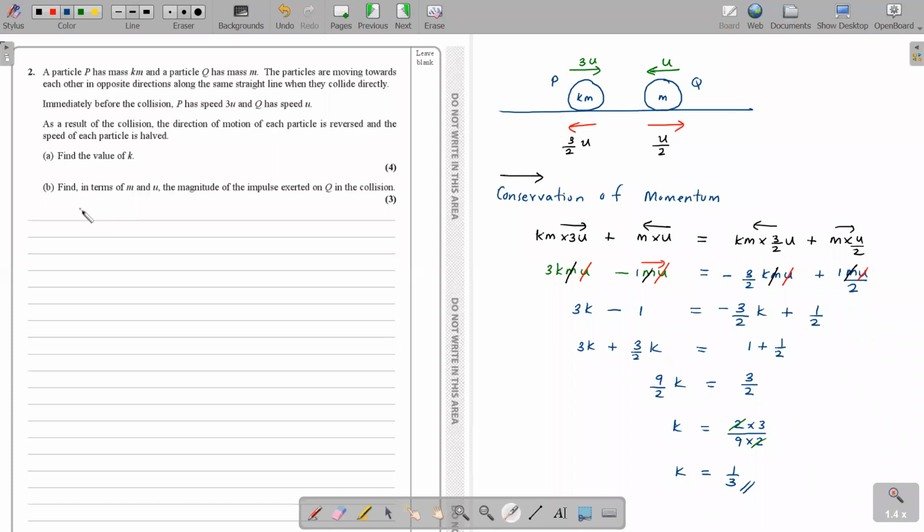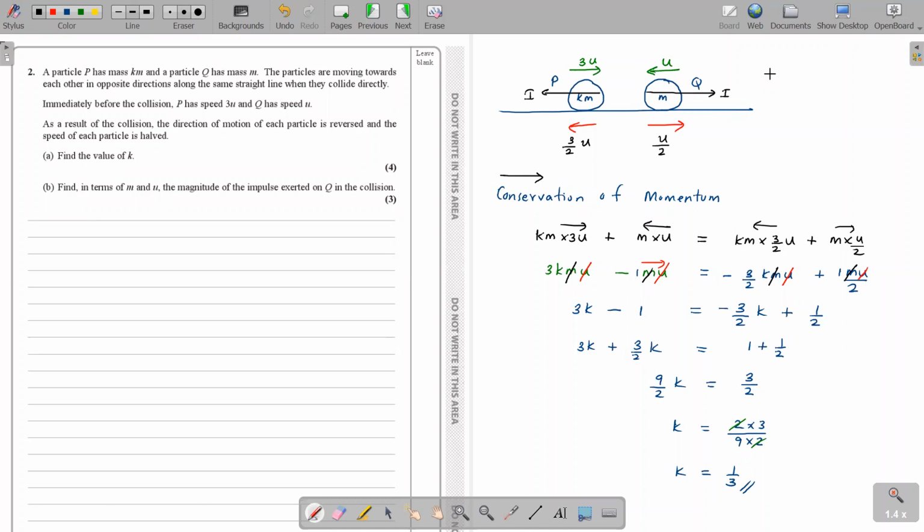Next part. Part B, find in terms of m and u the magnitude of the impulse exerted on Q in the collision. So they want you to find the magnitude of the impulse exerted on Q. So basically, how do we draw the impulse when the two particles collide? Each of them gets an equal and opposite impulse, right? P feels the impulse in this direction, and Q will get the equal and opposite impulse in the other direction. So both of these impulses are equal and opposite.